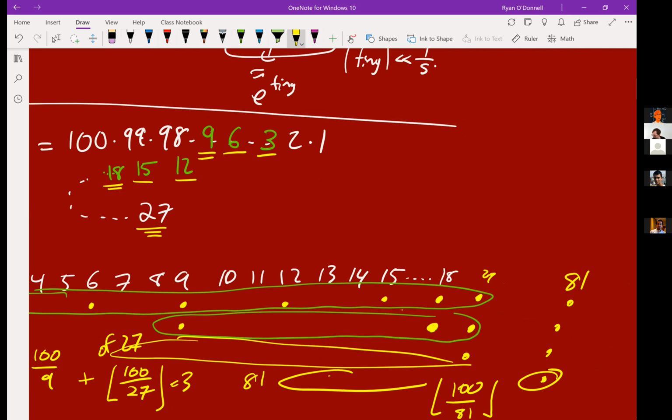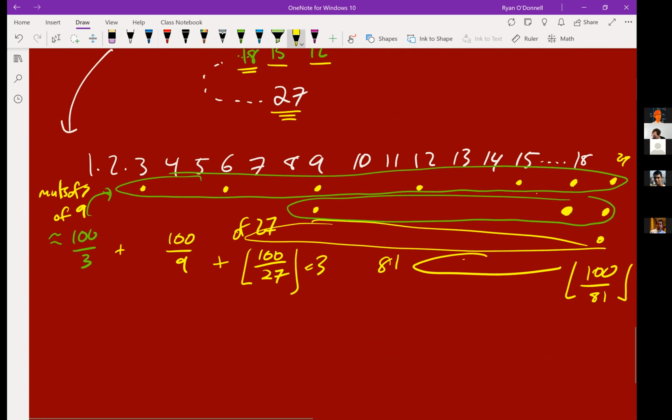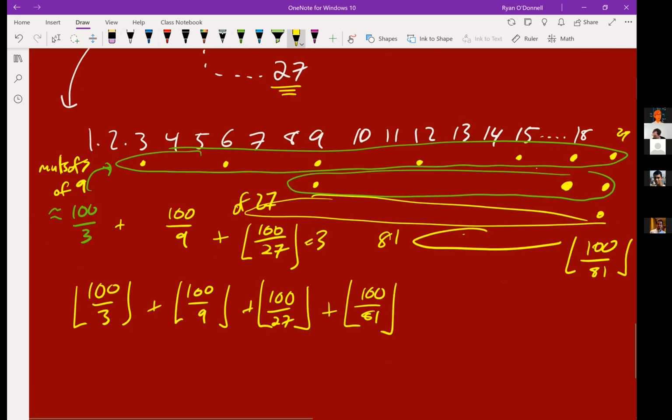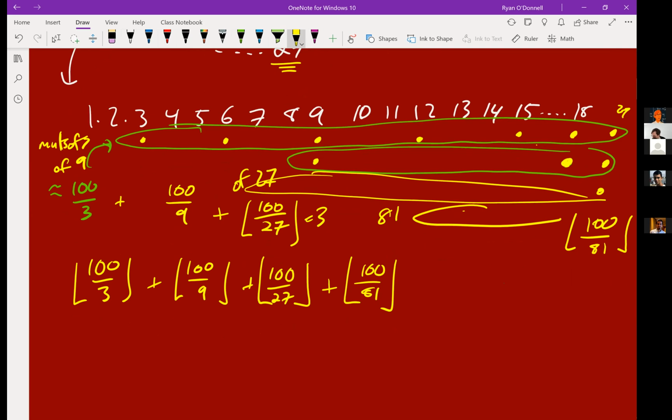But anyway, if you count up all the multiples of 3, you get 100 over 3 plus 100 over 9 plus 100 over 27 plus 100 over 81. If you forgot about the floors, you'd say this is 33.3 repeating, this is 11 point very little, this is basically 4, like 3.8 or 9 or something, and this is basically 1. You add this all up, you get 49-ish.